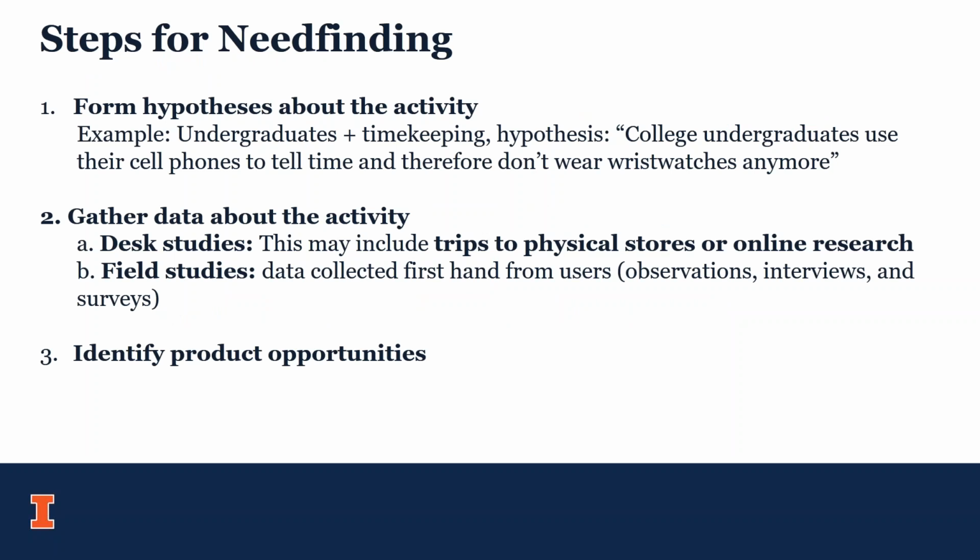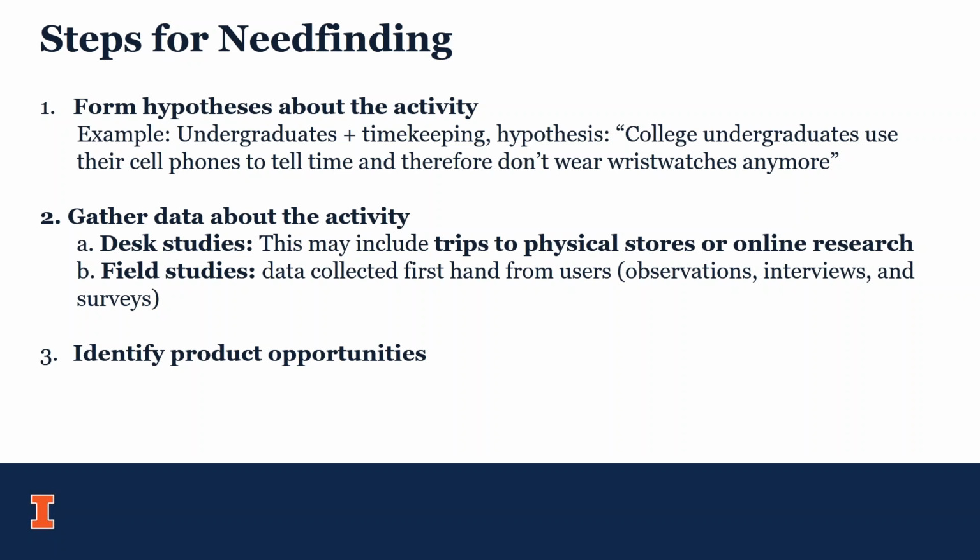All right, so steps for need finding, right? You have a user. The first thing is to form a hypothesis about the activity. So, for example, you say, college undergraduates use their cell phone to tell time, therefore they don't wear wristwatches. So if your design problem was to design a wristwatch for undergraduates, then you need to keep that in mind and see how you can identify, is this really why they don't use a wristwatch, and what do they need in a wristwatch if that's what you were about to design.